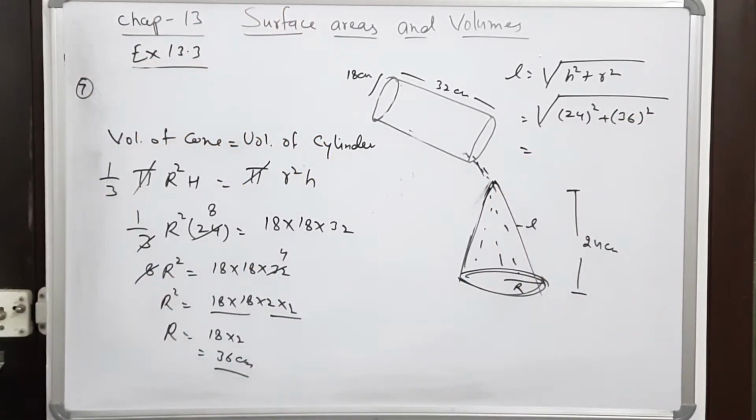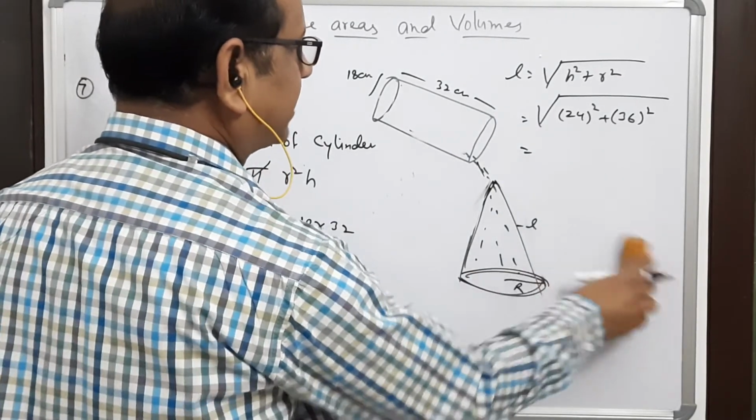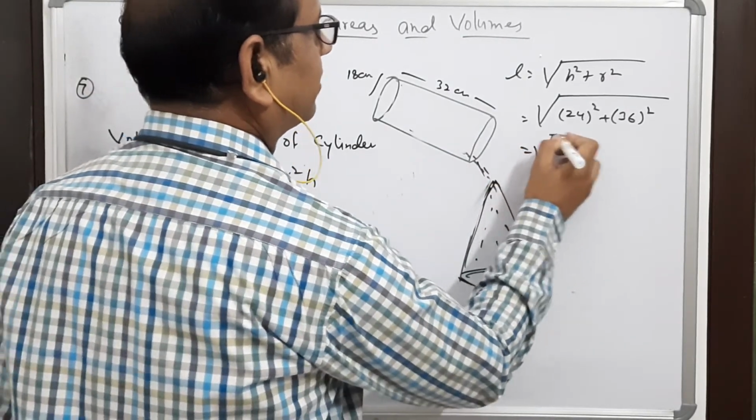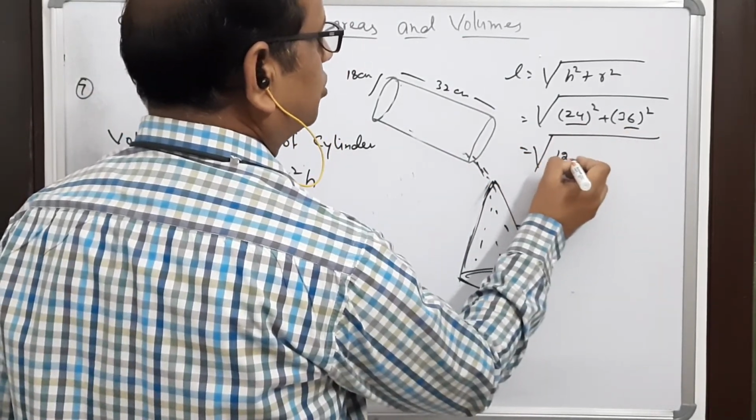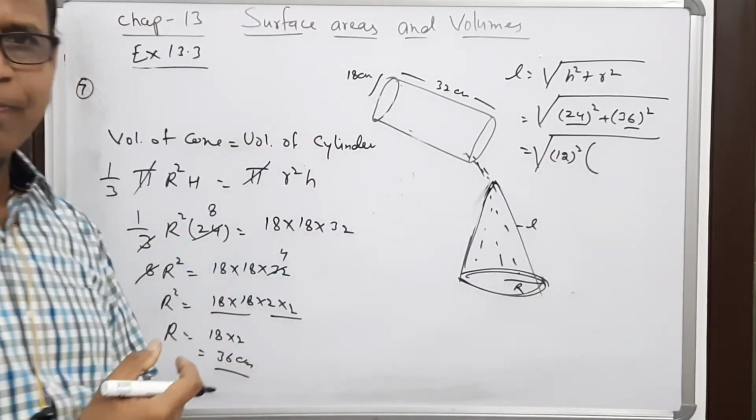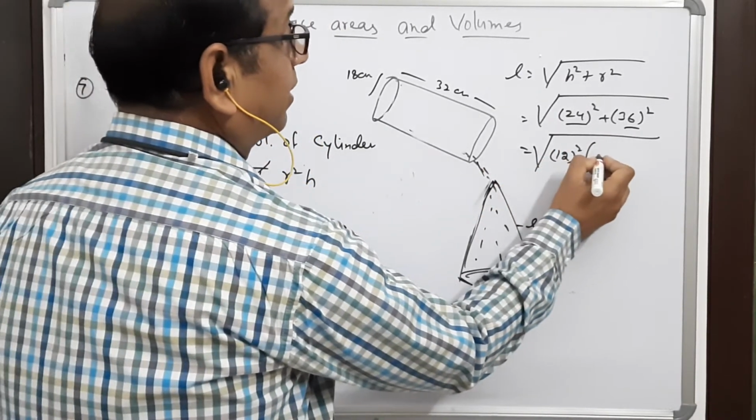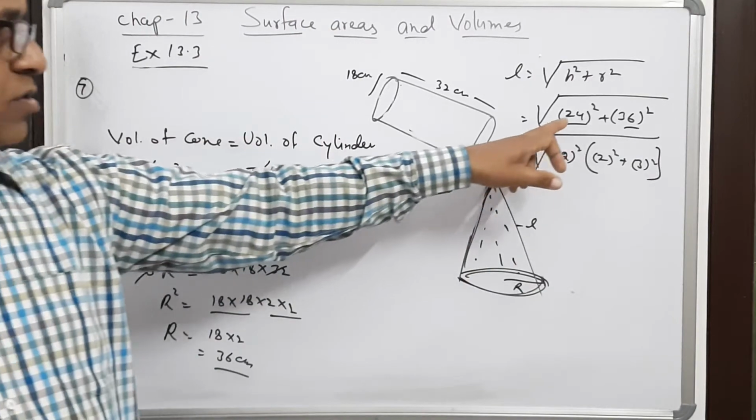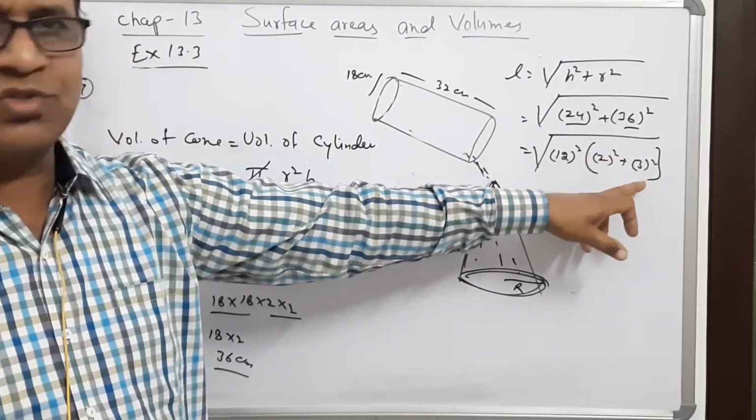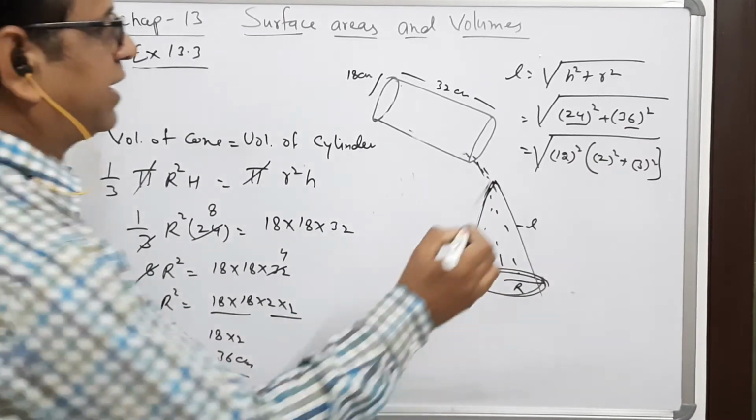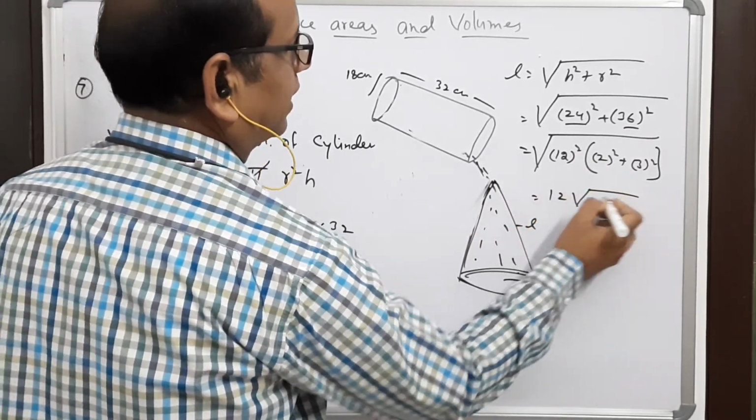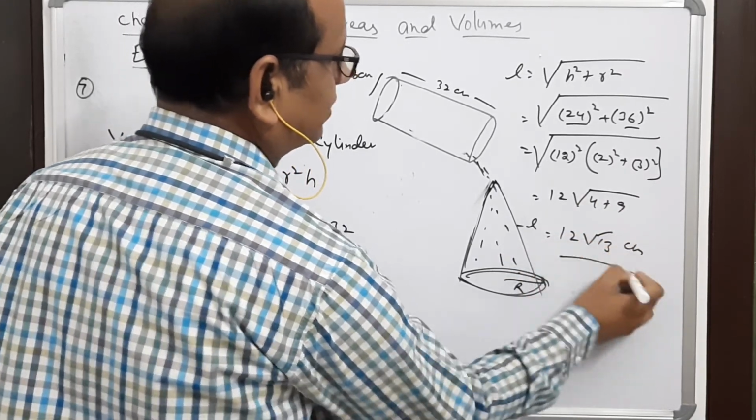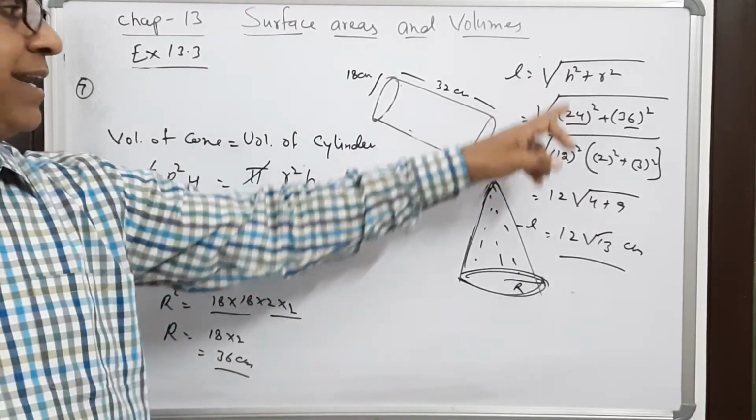Please observe here a very important operation. One method is that you multiply them, add them and then take the square root. The other method, my method, a trick I must say, is that from these two you take 12 square common. Now when you take 12 square common, it is 2 square plus 3 square. So 12 square we have taken common, so 2 square and 3 square. Now this 12 square you can write outside and it will be 12. And here 4 plus 9. So the answer is 12 root 13 centimeter.